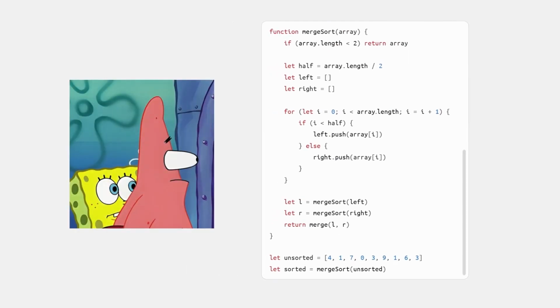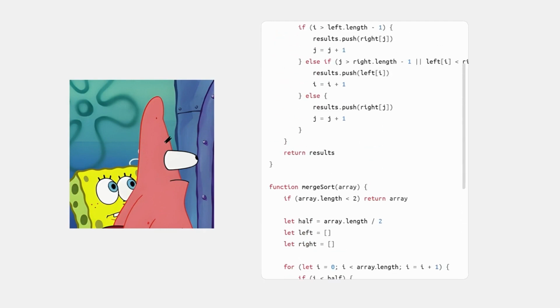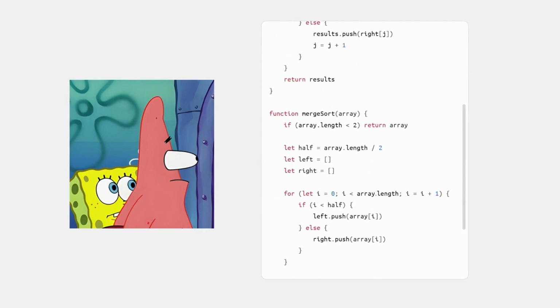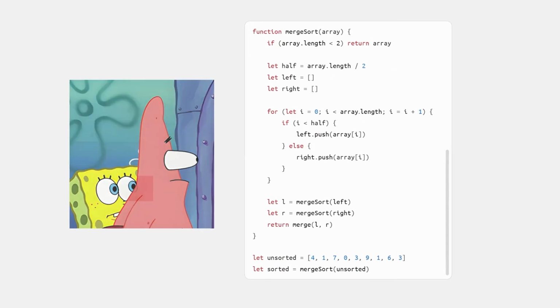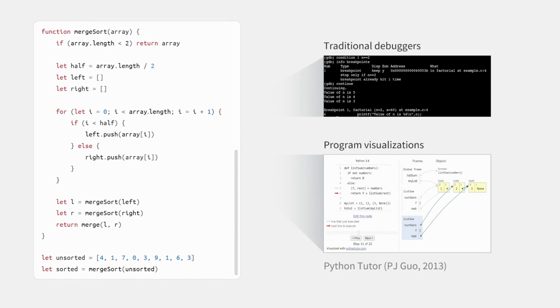I can continue to stare at the code, but that won't get me very far, especially because I don't remember the merge sort algorithm it implements off the top of my head. Instead, what I might do is turn to a tool that lets me step through the code's execution to see how values of variables update. This can be a traditional debugger or something graphical.